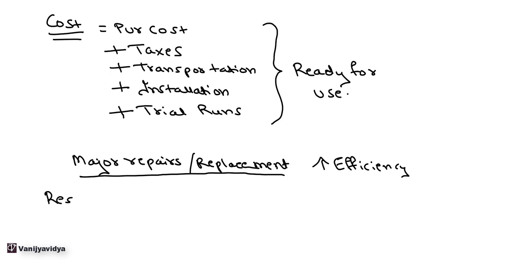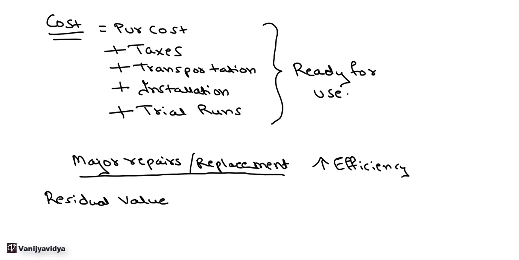Next, residual value. Now, residual value, as I said, is the estimated value that is estimated to be received at the end of the useful life of the asset. And if it is insignificant, then we can consider this residual value to be nil.